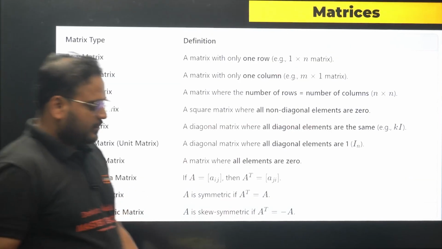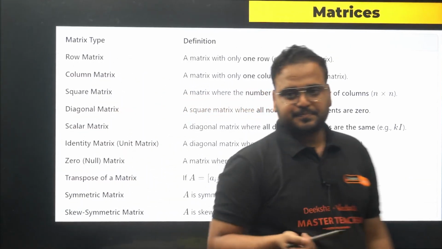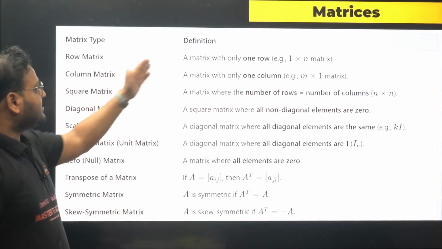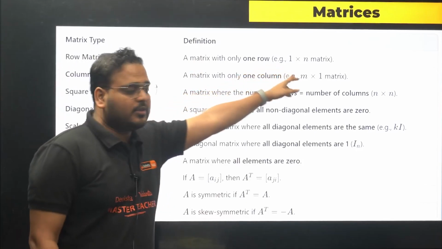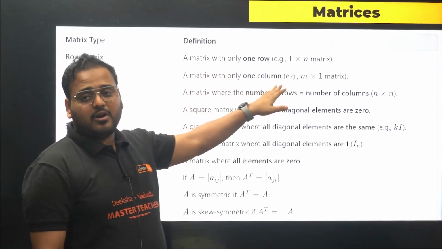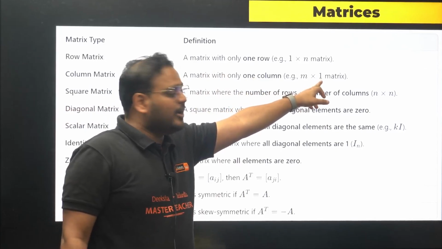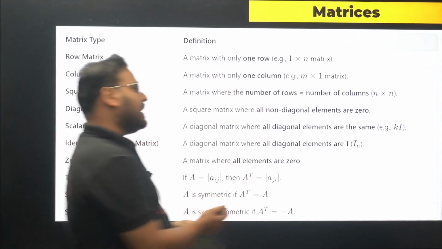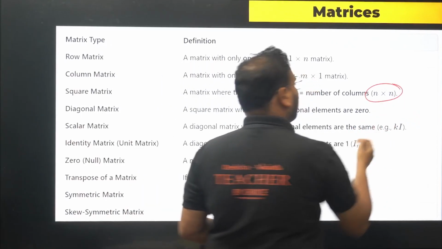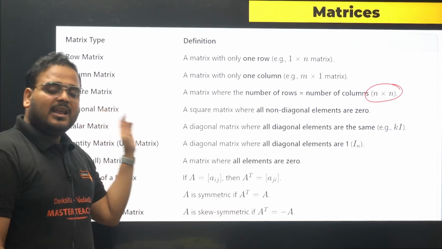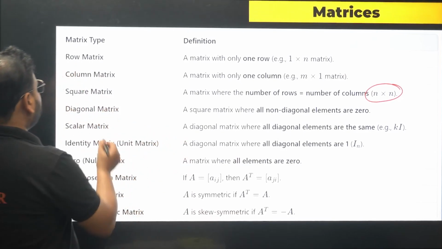Moving on to the next chapter, which is matrices. In matrices again, differences are very very important. Row matrix, a matrix with only one row, for example 1 cross n, one row n columns. Column matrix we have only one column, so the column value is 1. There can be any number of rows. Square matrix means same number of rows and columns, so n cross n or m cross m. Diagonal matrix means the elements in the diagonal will be non-zero, again this is defined only for square matrix.